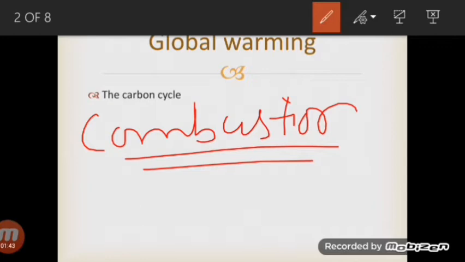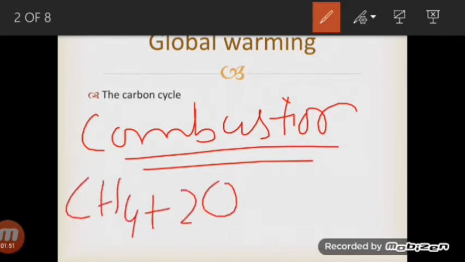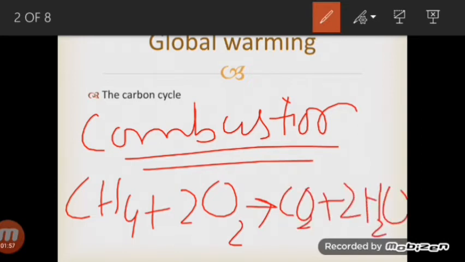So the equation for the combustion of natural gas, which contains mainly methane, can be written in this form. Methane will be burnt and it will be converted into carbon dioxide, and water will be given off along with energy. So again, see, carbon dioxide is given off, it is added into the atmosphere.